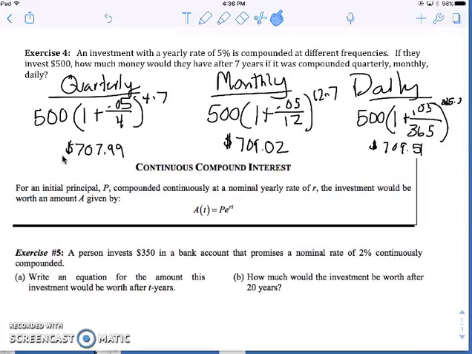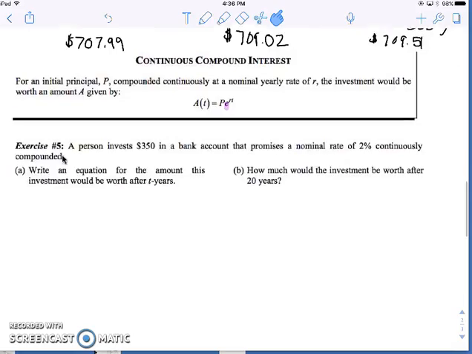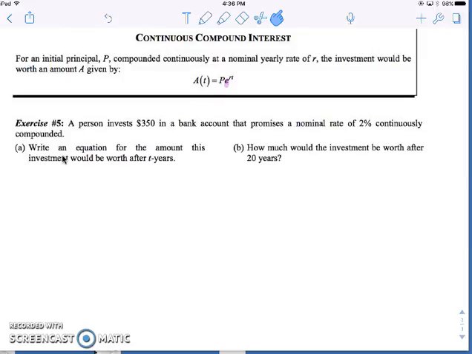What happens if we compound it continuously, so it's constantly checking, is we end up with this formula called PERT, where we use the number e, which we talked a little bit about in logs. e is about 2.72. And if it's compounded continuously, we don't have to do that divide by. We call it the PERT formula.